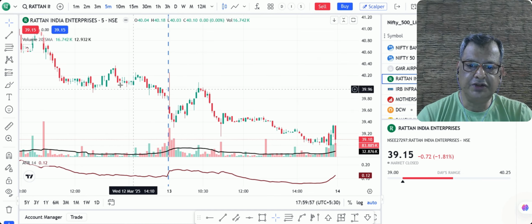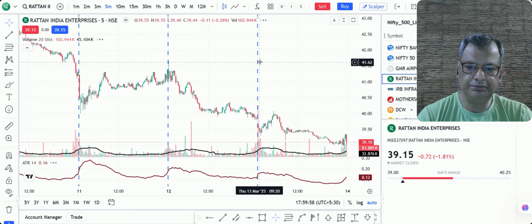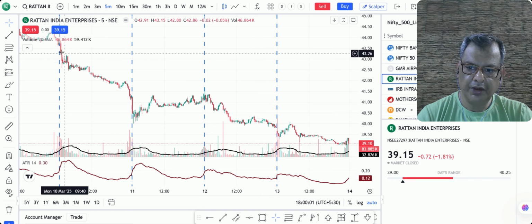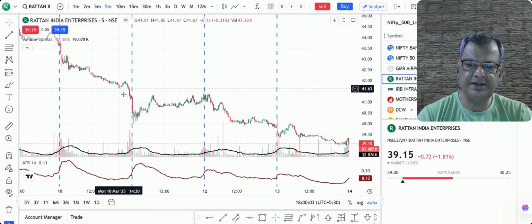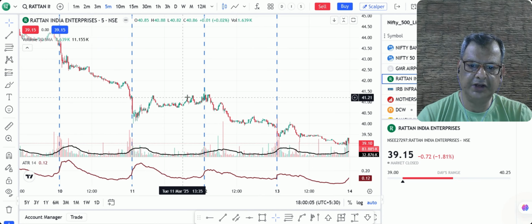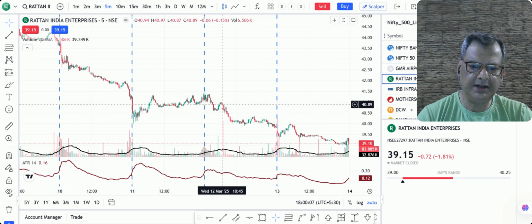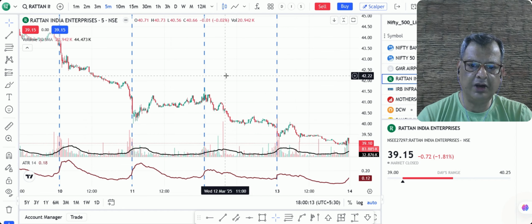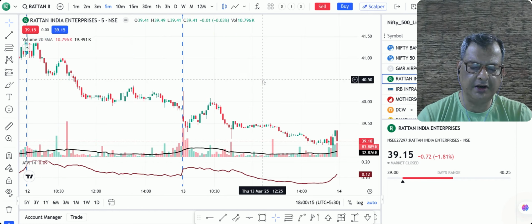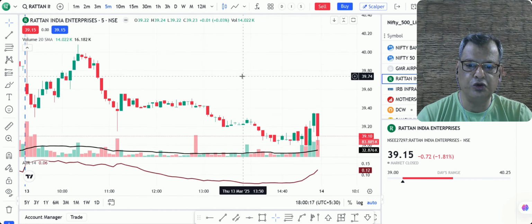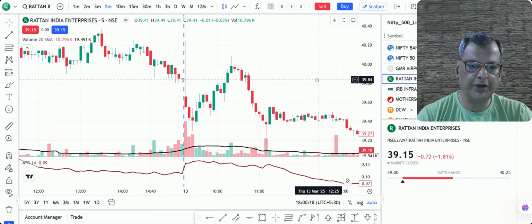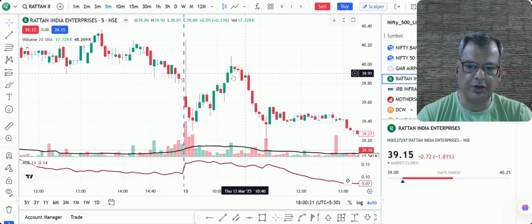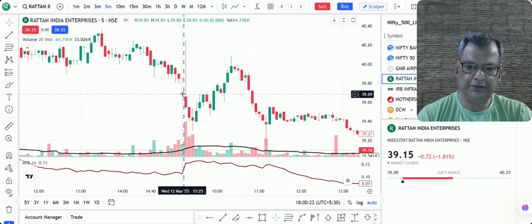Now, if you see here, let me zoom in. Price is in a consistent downtrend. It tries to go up, but then it goes down. And we are here, right? We are here. And now I will zoom in. I'll reset the chart. And I'm going to zoom in so that you will be able to see clearly what's happening. Now, if you see here, this is the last 5-minute candle.